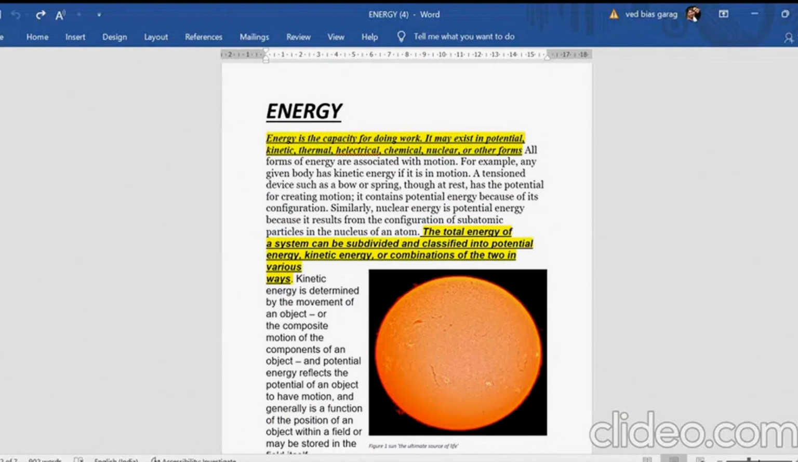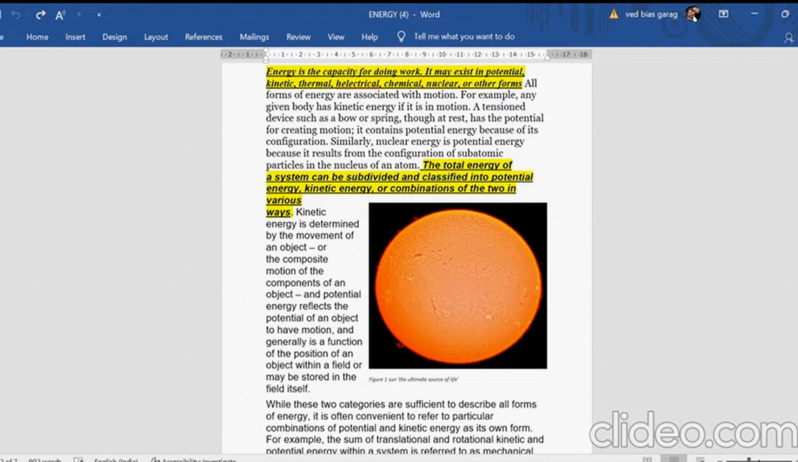Energy is a capacity for doing work. It may exist in potential, kinetic, thermal, electric, chemical, nuclear, or other forms. The total energy of a system can be subdivided and classified into potential energy, kinetic energy, or combinations of the two in various ways.